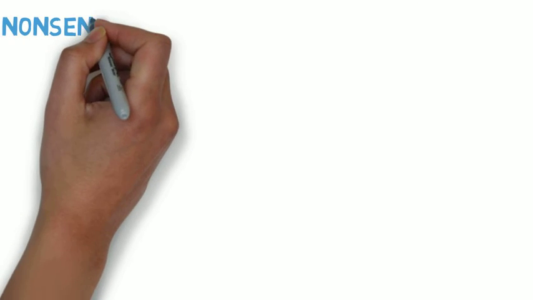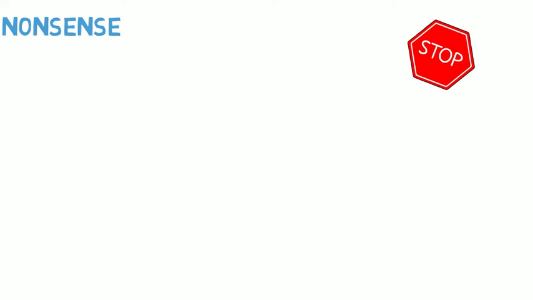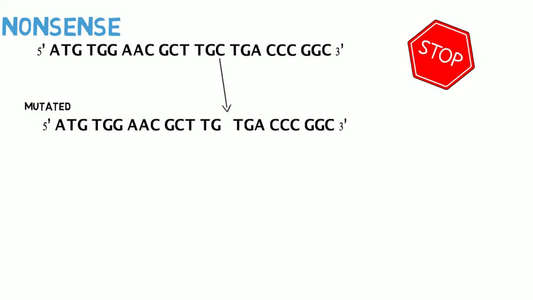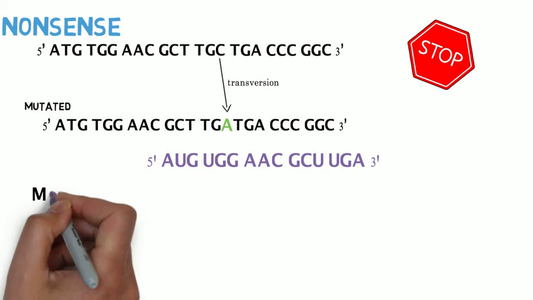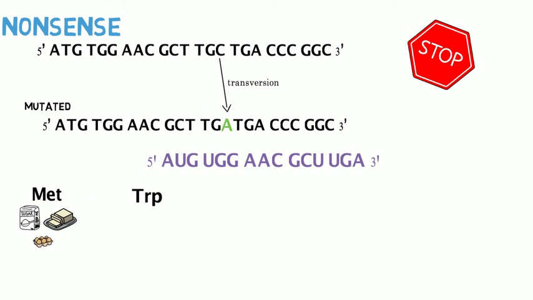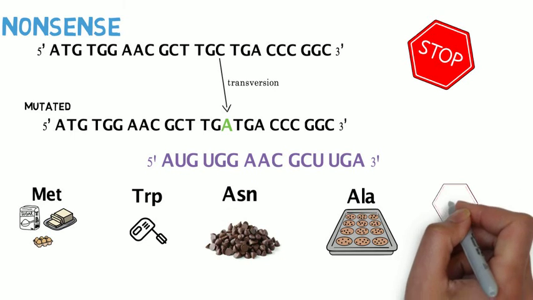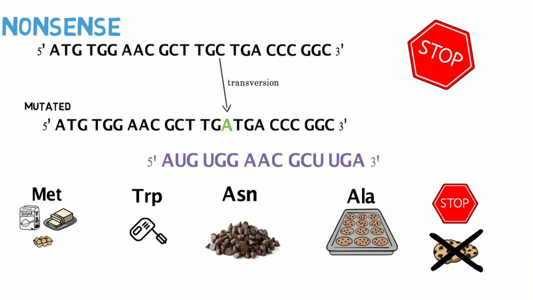The second effect is a nonsense mutation. A nonsense mutation changes a regular codon into a stop codon. In this nonsense mutation, transversion occurred. Comparing this to our cookie analogy, this would be like if the cookie dough was not being baked in the oven, thus not getting the desired result, chocolate chip cookies.